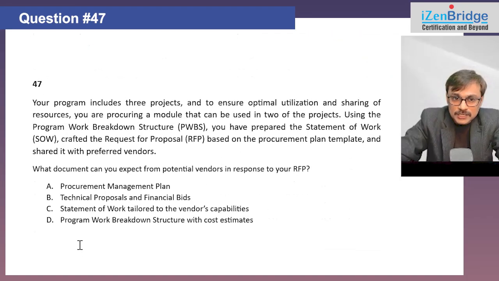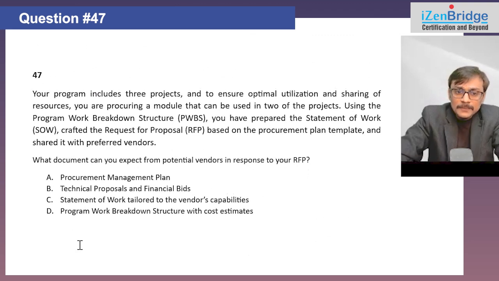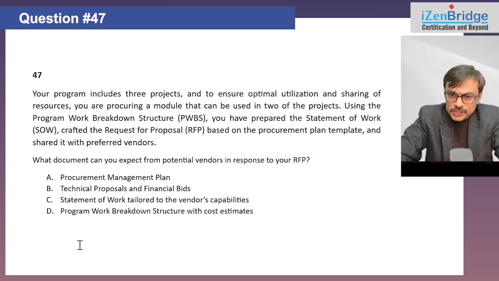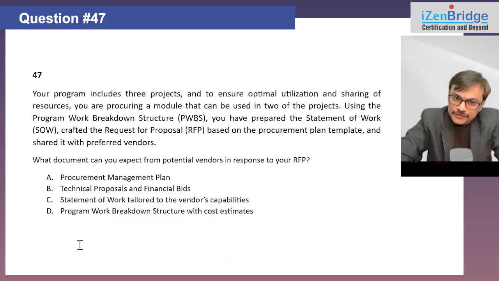Question number 47. Your program includes 3 projects, and to ensure optimal utilization and sharing of resources, you are procuring a module that can be used in 2 of the projects. Using the program work breakdown structure, you have prepared the statement of work, crafted the request for proposal based on the procurement plan template, and shared it with the preferred vendors. What document can you expect from a potential vendor in response to your RFP?